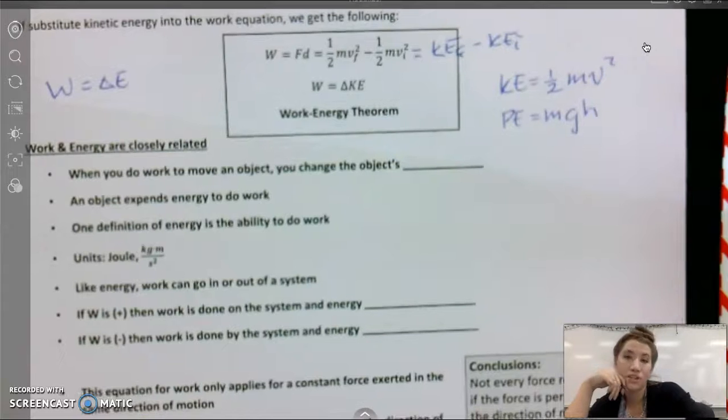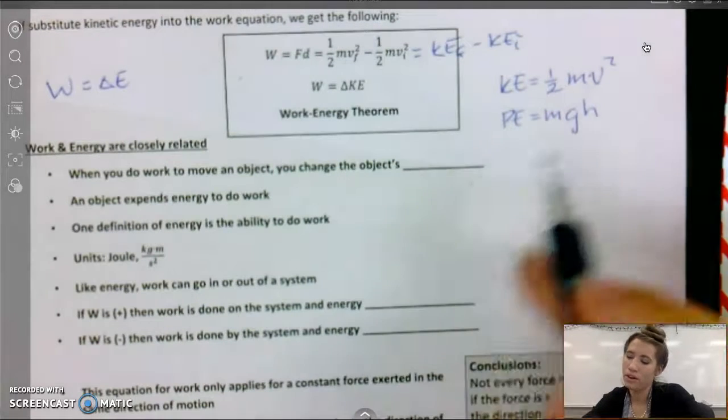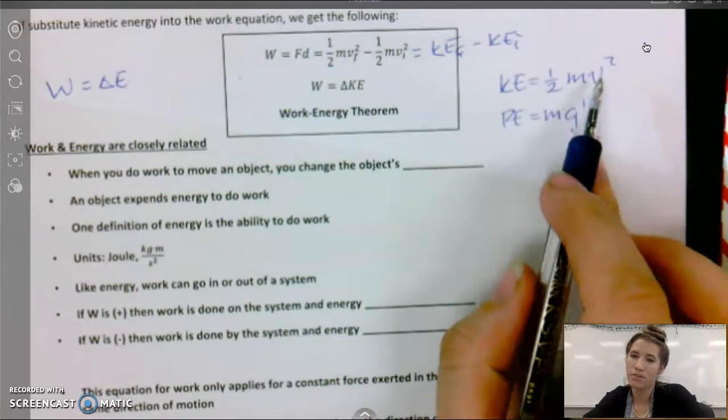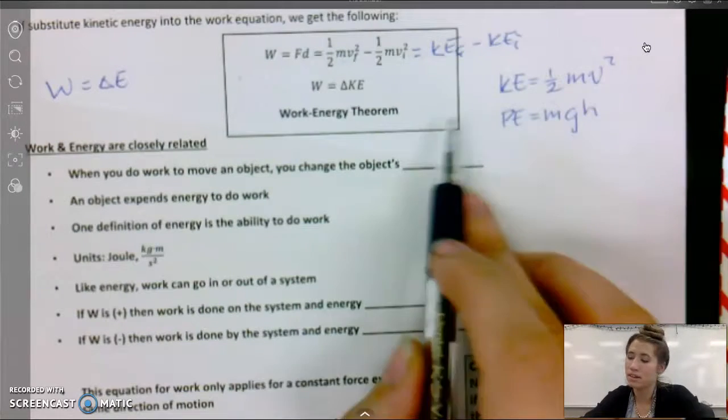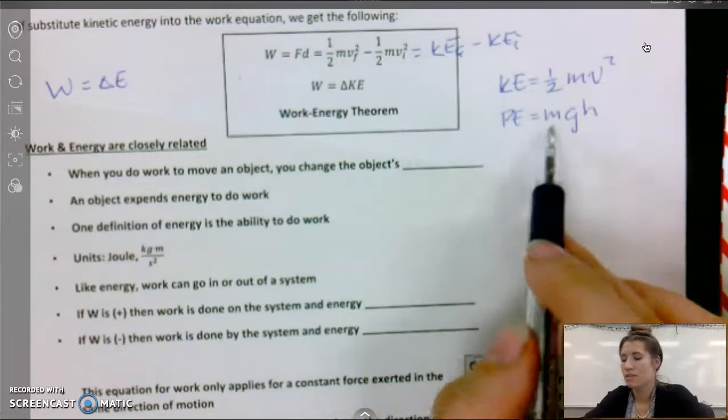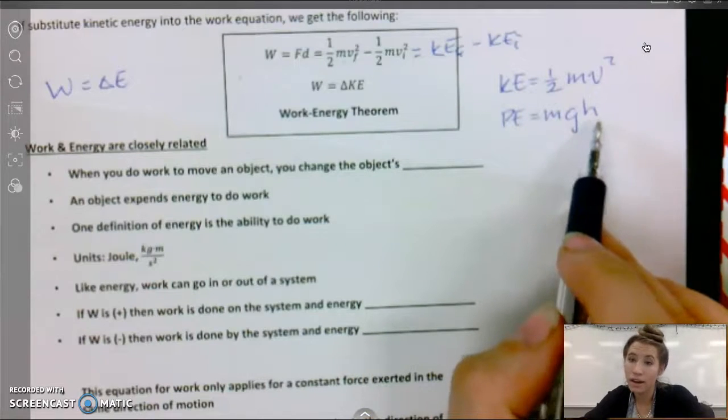So, work is a change in energy. And we've defined 2 different types of energy. So it looks like if something has mass and is moving with some velocity, then we have kinetic energy. If something has mass and is at some height, it has potential energy.